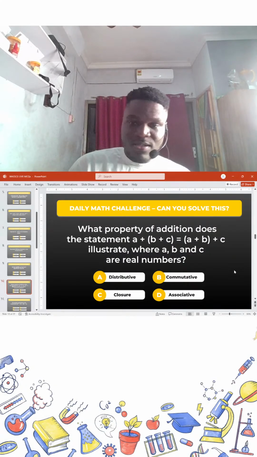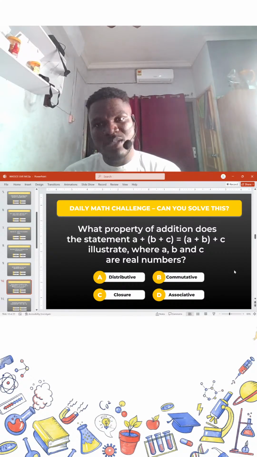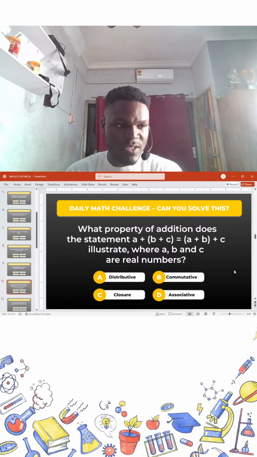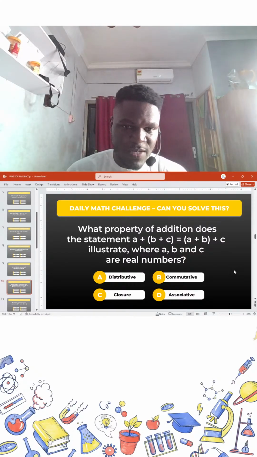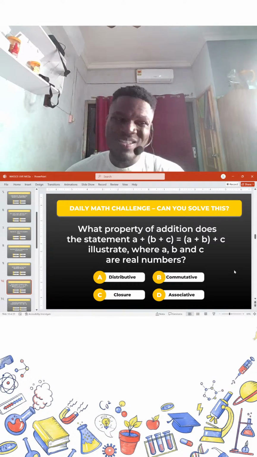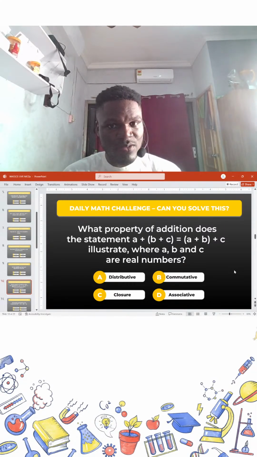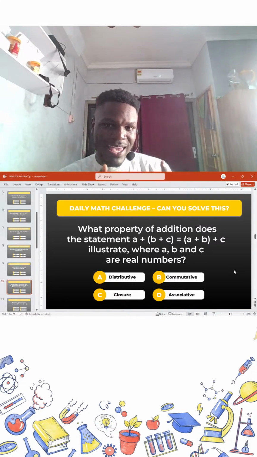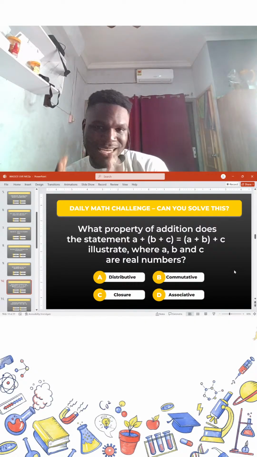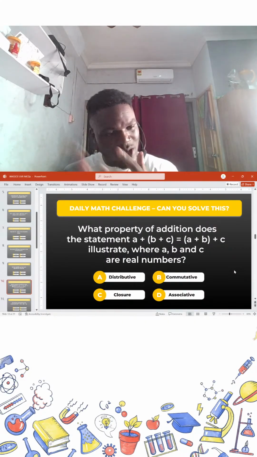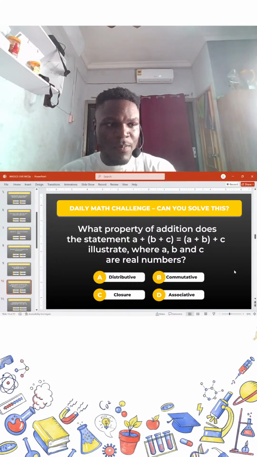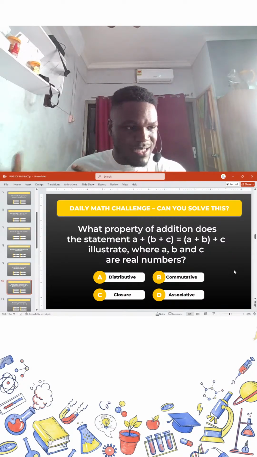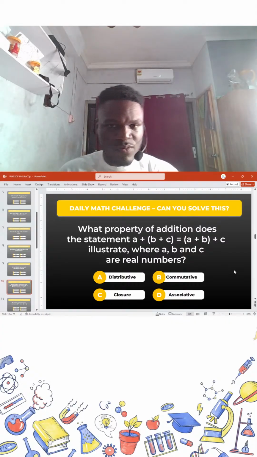Okay, so in mathematics, this particular property is what we call the associative property or associativity. So this is the associative property that we are illustrating over here. So we have what we call the distributive property, the commutative property, the closure, and the associative. Now, this particular expression, where in the first instance you have A outside and B plus C in a bracket, and then on the other side of the equal to sign, you have A plus B now in one group before the C, is what we call associative property.